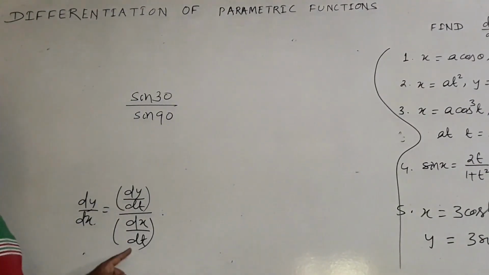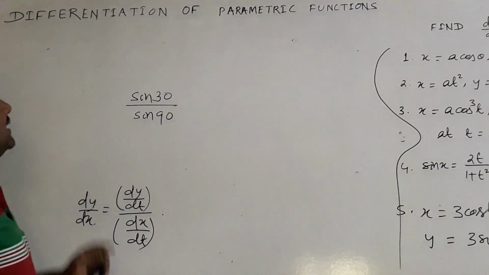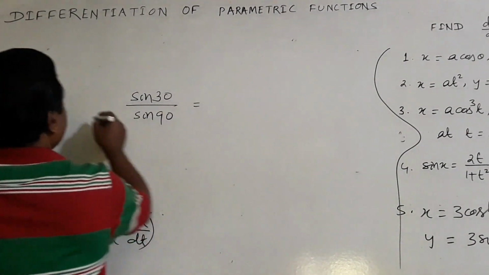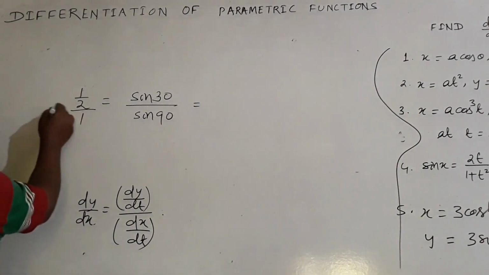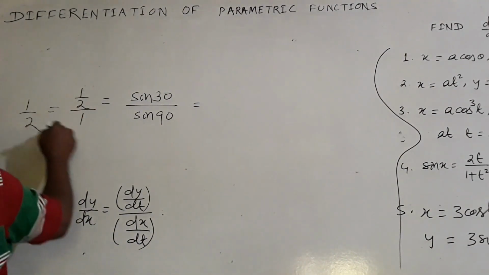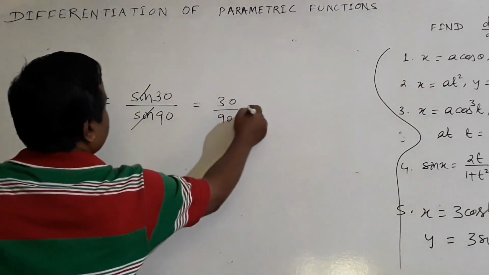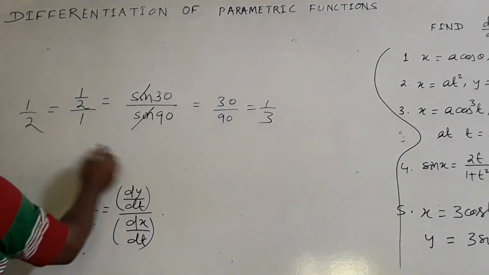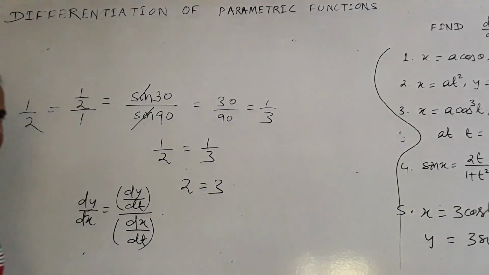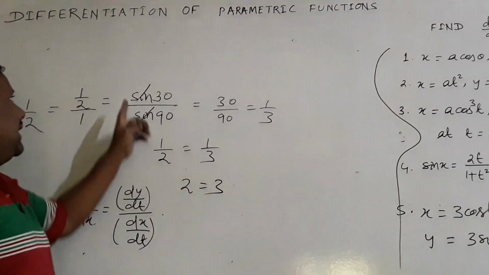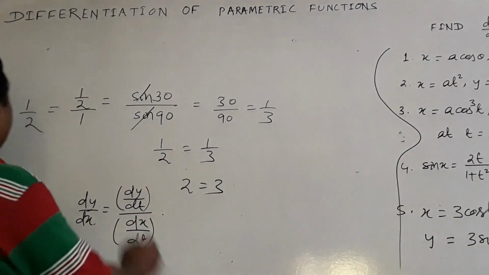Don't think they will cut. You cannot cancel it, only in your mind you can do it. Suppose sin 30 by sin 90. Sin 30 you know is half, and sin 90 you know is 1. So the result is 1 by 2 by 1, that is 1 by 2. If you cancel sin, then it is 30 by 90. Your answer is 1 by 3. Then 1 by 2 is equal to 1 by 3. Then 2 is equal to 3. Is it your way to solve this problem? Sin 30 means sine of 30. So all these are nonsense things.